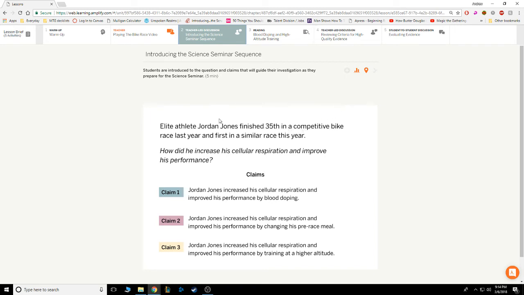So we're going to include some claims about how he might have done that. The question in play here, and if you remember from writing like a scientist, we have a question, a claim, some evidence, and then some reasoning. So let's start with the question. How did he increase his cellular respiration and improve his performance? Remember, they're asking this in terms of metabolism. What it's really saying is, how did he increase the efficiency of his energy, because that's how he rode faster as he got more energy, to improve his performance, do better in the race.